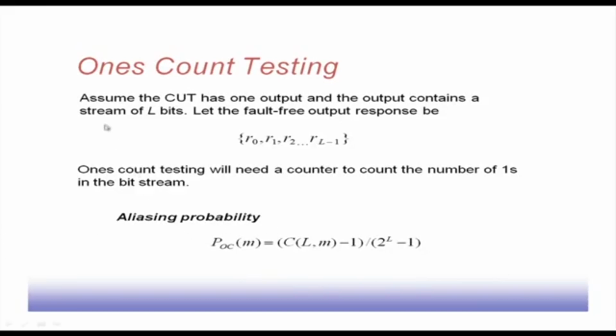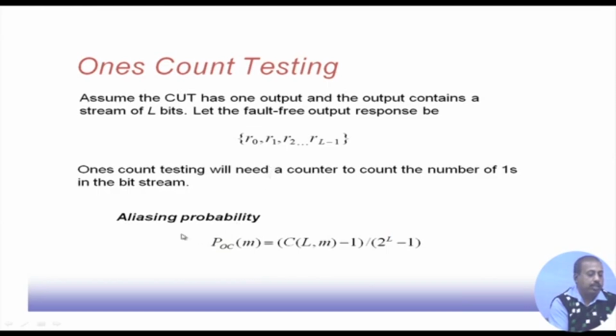So, to start with, say ones count testing. We assume that the circuit has only one output, and the output contains a stream of L bits. The fault free output response is R0, R1 up to R(L-1), since we are applying L test patterns and there is only one output. In the first cycle it gave out R0, then R1, R2, up to R(L-1). If these values are fed to a counter, then the counter will count how many ones were there in that bit stream.